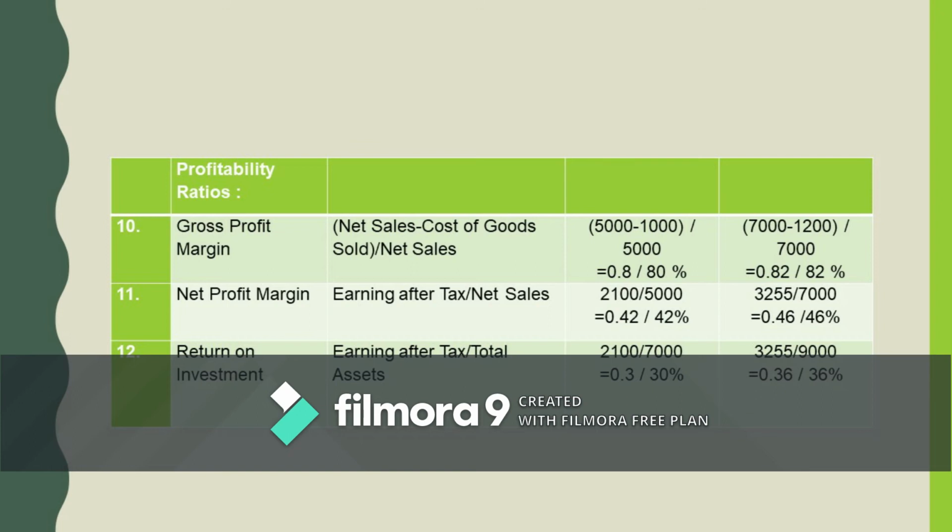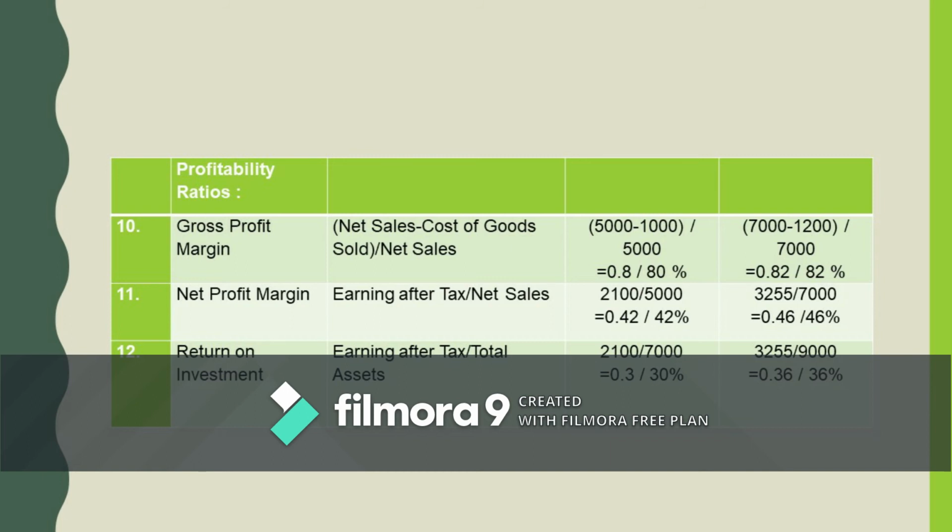The net profit margin shows the ability of the company to generate net profit for every ringgit of sale. The year 2018 is 42%, which shows a lower margin because they have a low profit compared to year 2019, which is 46%.